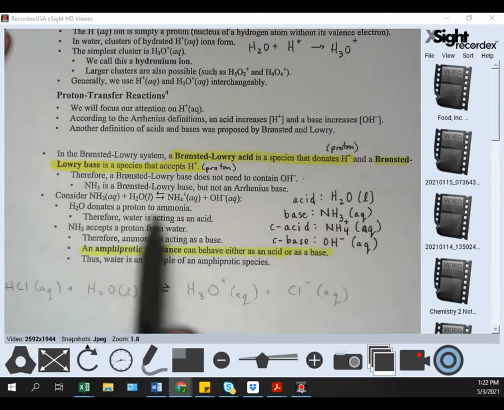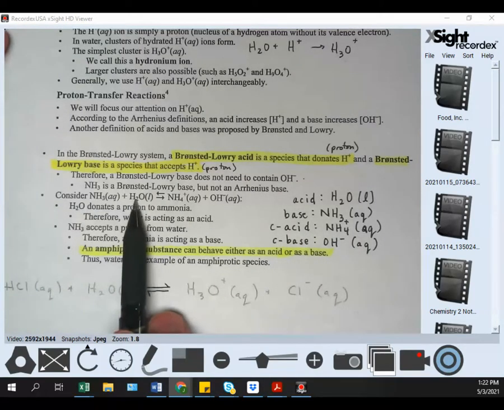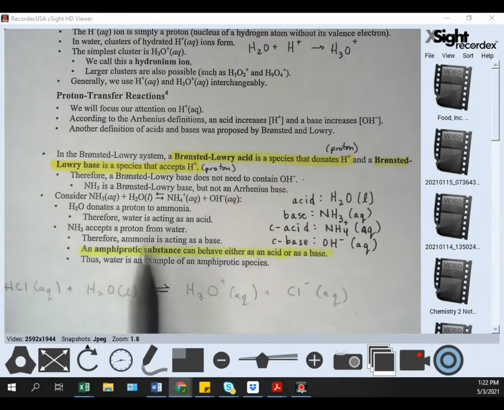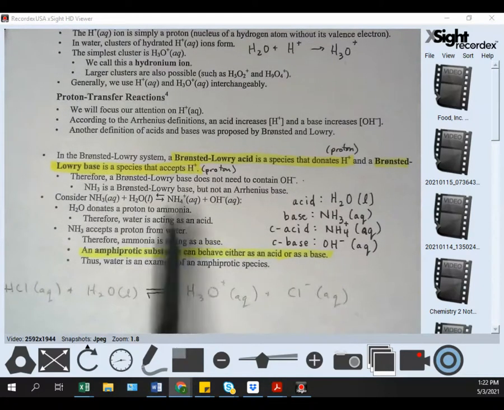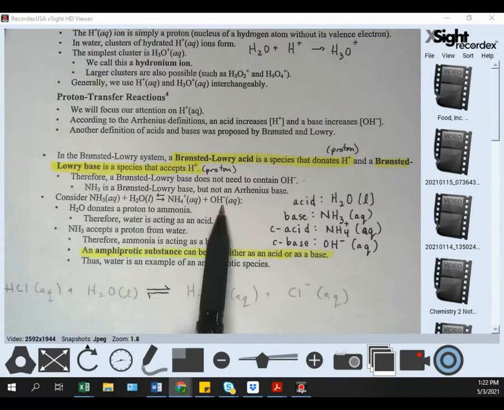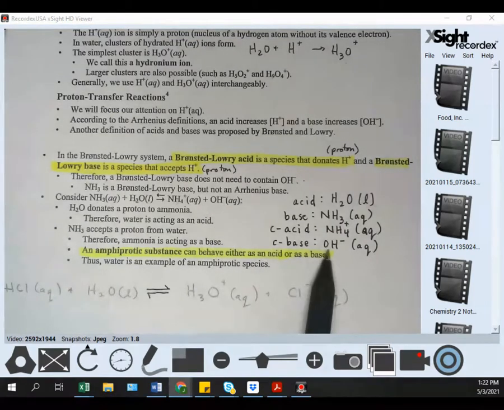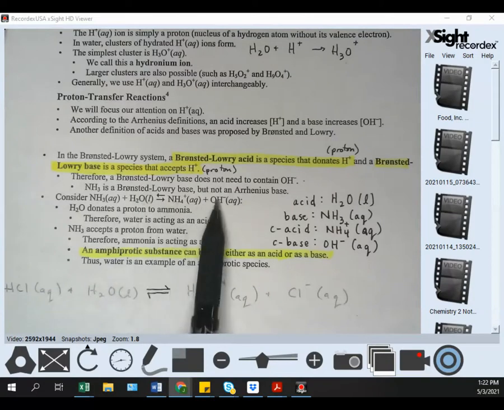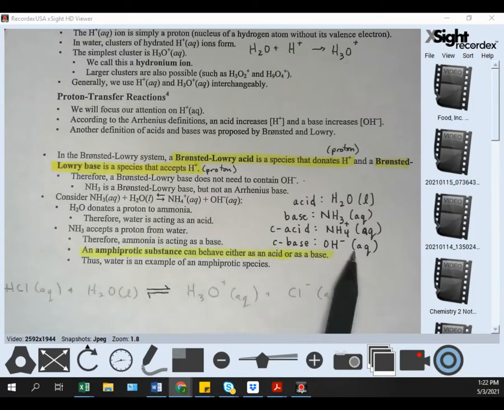Okay. So here, water, what happens to water from the left side to the right side? Loses a hydrogen, right? It donates it, it gives it up. So if it donates a hydrogen, that makes it an acid, which means what it turns into is the conjugate base. So this is the acid because it's giving up a hydrogen. The thing that it ends up as is the conjugate base.